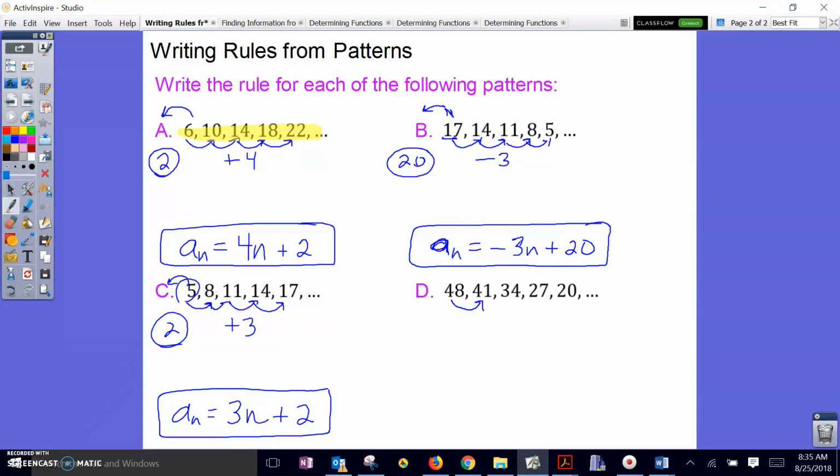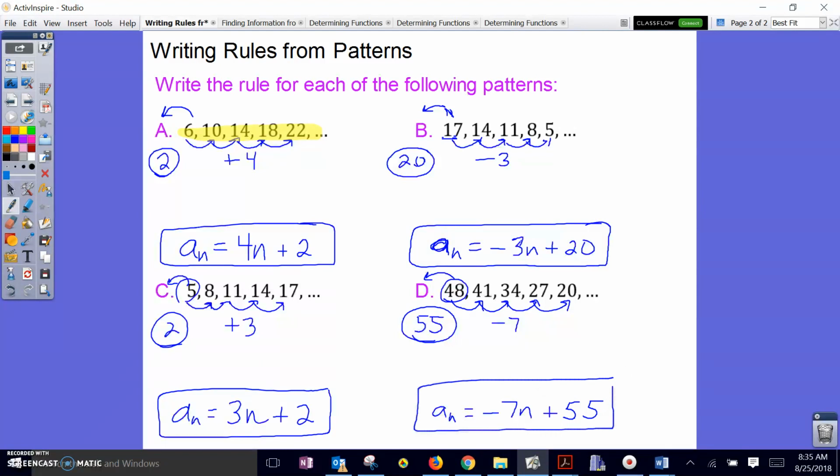Alright, let's look at the last one. As we go from term to term, we're always subtracting 7. And the 0th term is going to be the term before 48. Well, since we were subtracting 7 when we went forward, we're going to add 7 to 48. And the term that would come before it is 55. And add that onto the end of our rule. And there's our rule for that pattern.